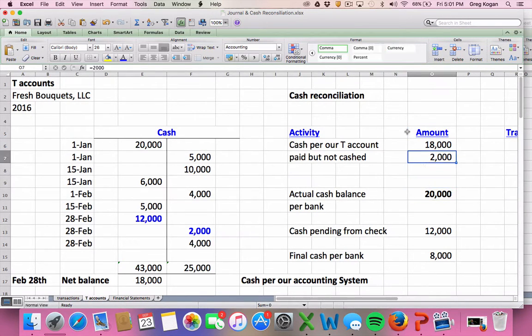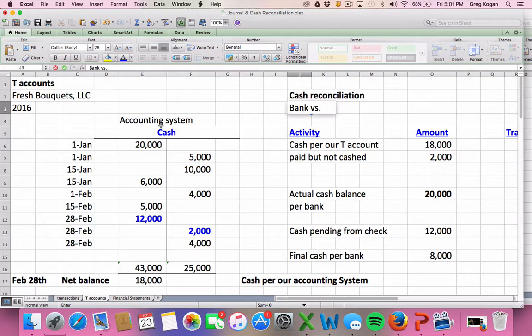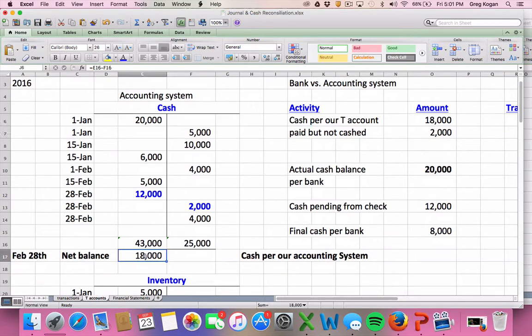So say cash per our T account is 18,000, and the T account is the same as our accounting system. This is kind of like what is our bank versus our accounting system. So our T account will say 18,000, which is the accounting system.